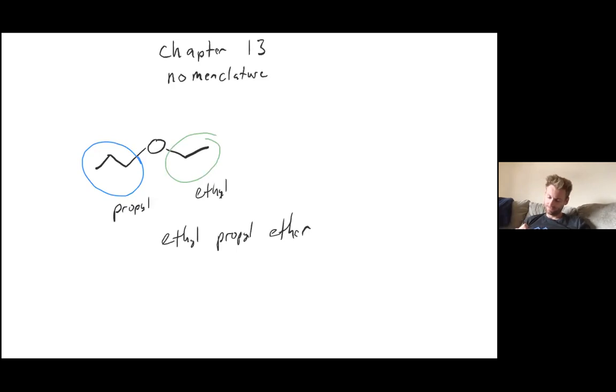Another example, we have a methyl and an ethyl here. You're putting them in alphabetical order, so you'd name this as ethyl methyl ether. If you had 2 ethyls here, it'd be just diethyl ether.